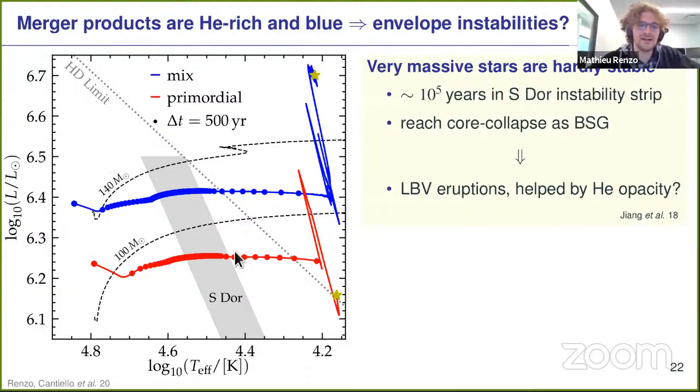And the point here is that these stars spend a long time in this gray box. This gray box, called the S Doradus instability strip, is where we observe stars undergoing huge eruptions of mass loss. These eruptions are called luminous blue variable eruptions. And there are theoretical arguments why a helium-rich star might be more prone to them. And then these stars evolve past this dotted line, which is the Humphreys-Davidson limit.